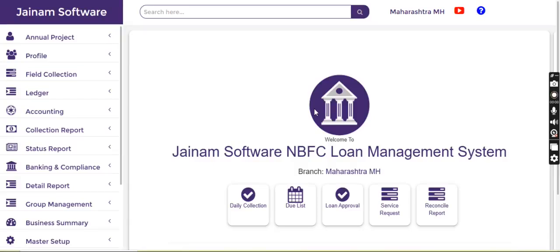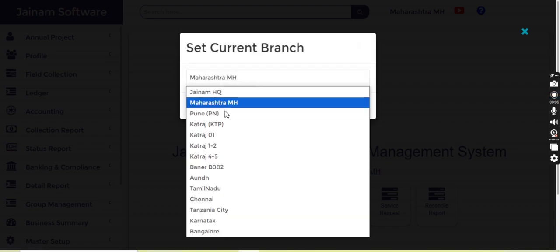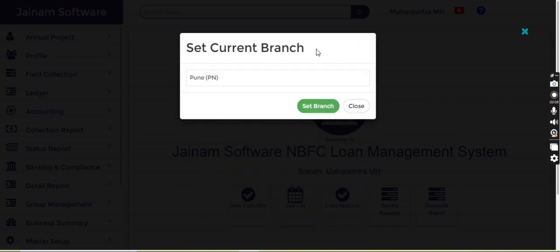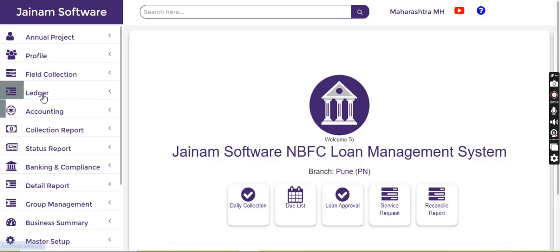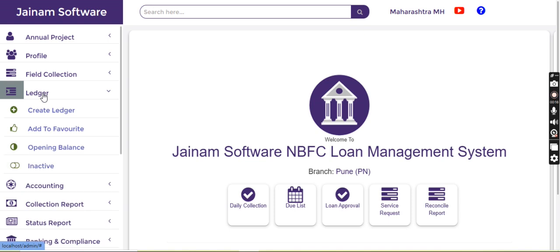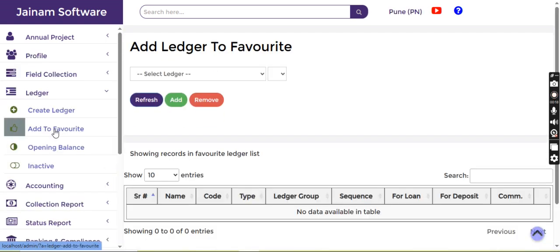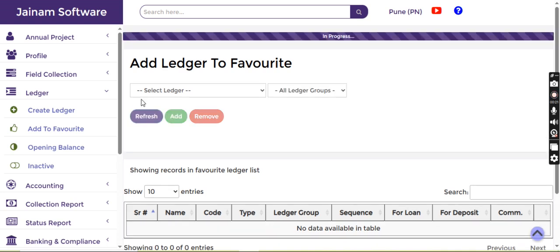Let's understand how we can transfer cash from one branch to another branch. I'm selecting a branch here, Pune, and I want to transfer cash to Chennai. I set up my current branch as Pune, and to transfer the cash I should have two ledgers in the system.